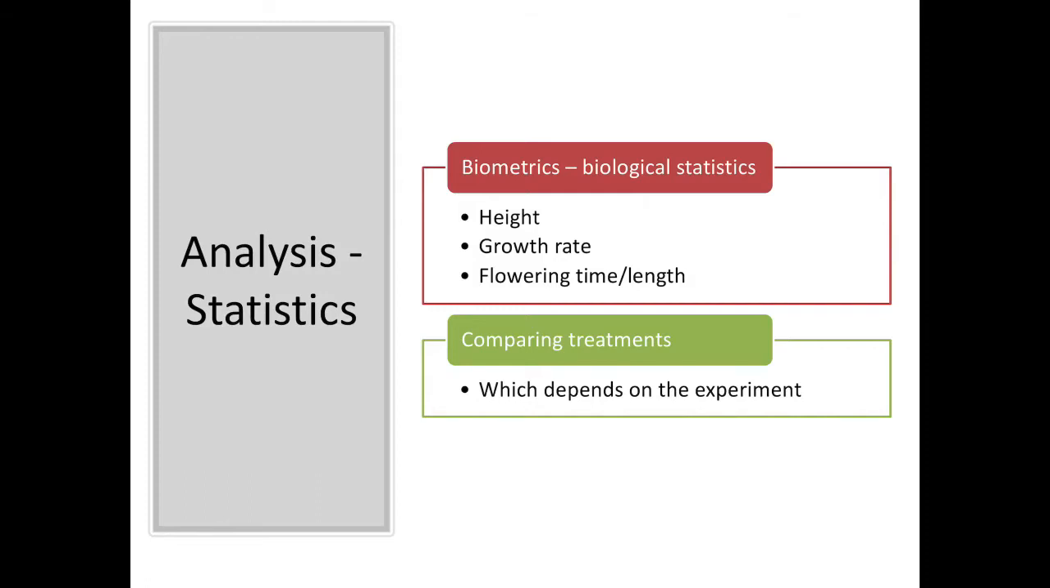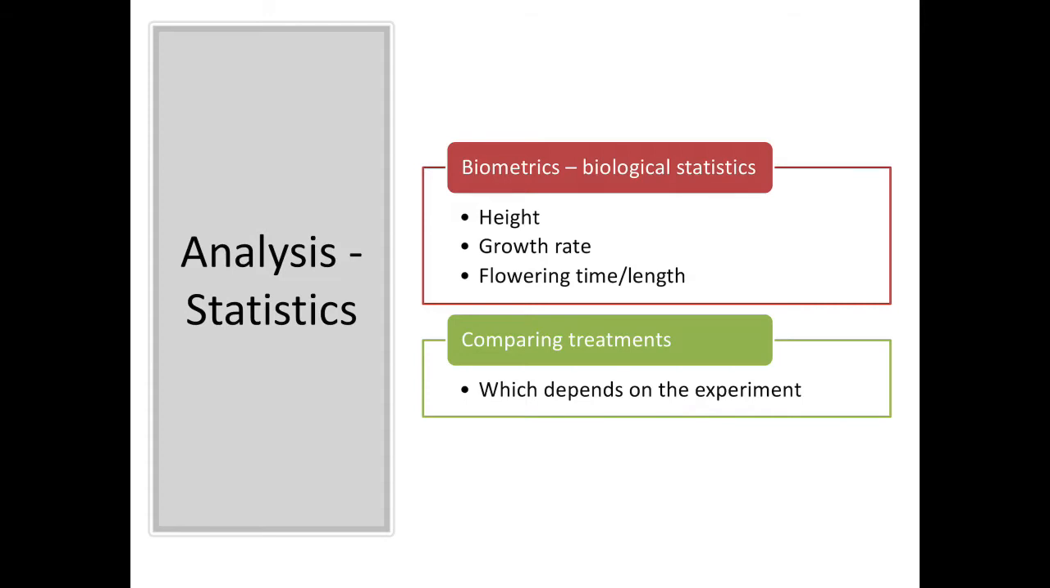How high is each individual plant? How fast did they get that way? Did they flower? How long did it take them to flower? How many flowers did they have? How long did they flower? Those sorts of things. But then what you have to look at is, was it a significant difference?